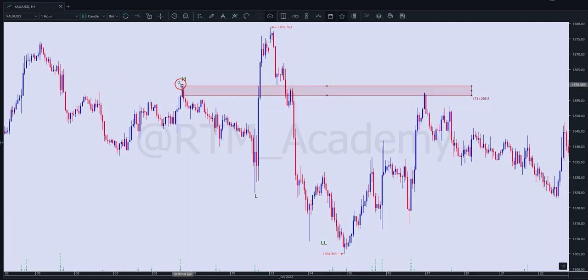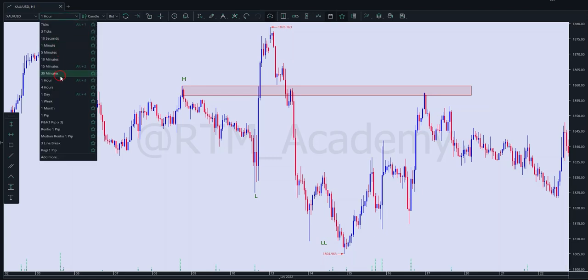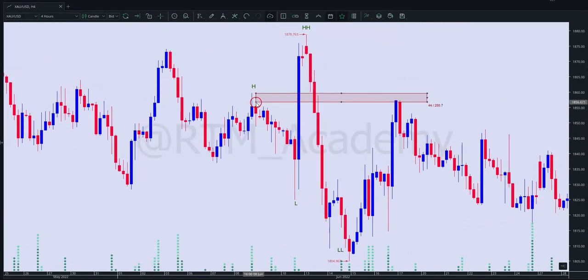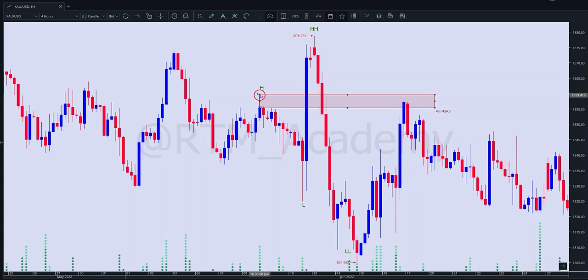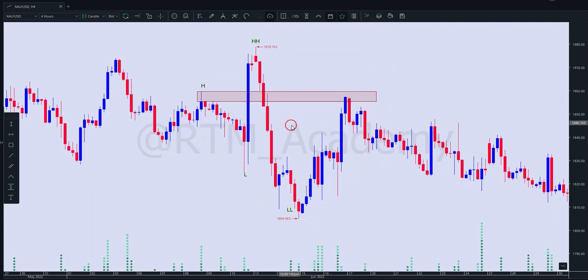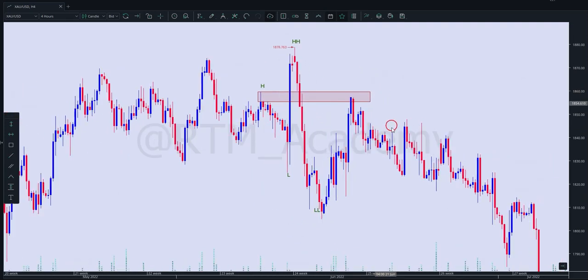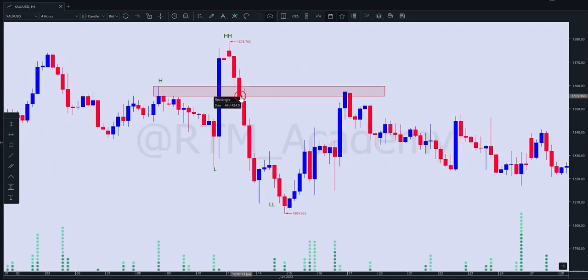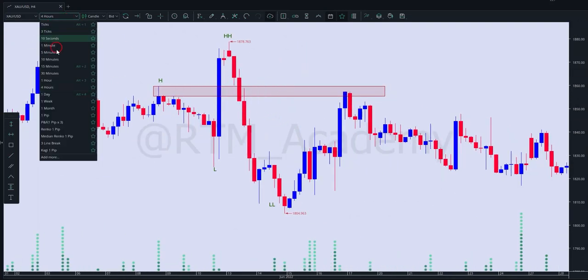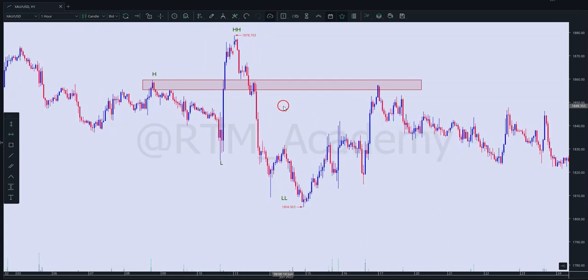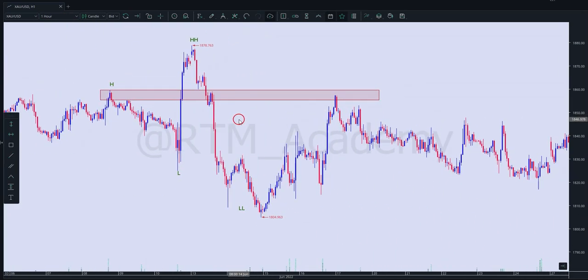Here is our QM level, because this QM is for the higher time frame, in this time frame, from the close of the candle up to the wick or shadow. So here is our QM level, and you see the reaction, and you can sell here and put the stop loss above here.